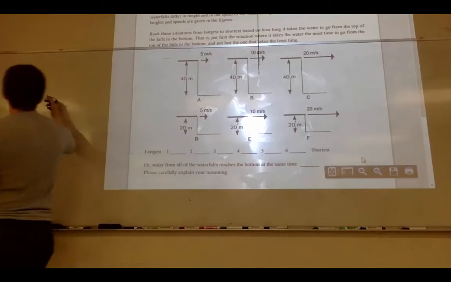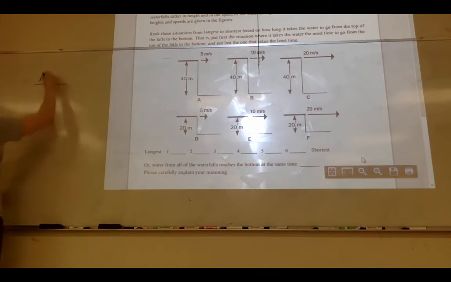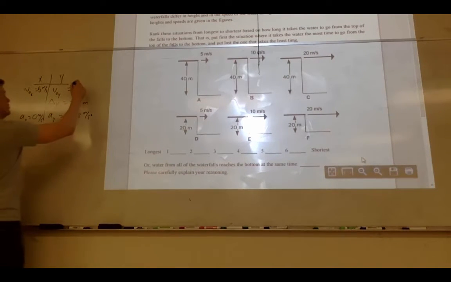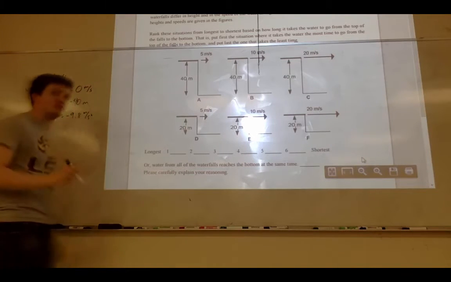If I tell you that we know these things, let's do the first one. The initial x velocity is 5 meters per second. The delta y is negative 40 meters. Ay is negative 9.8 meters per second squared. Ax is 0 meters per second squared. What is V naught y for all of these? Why is it 0? It's moving only in the x direction, which means it's not moving in the y direction.